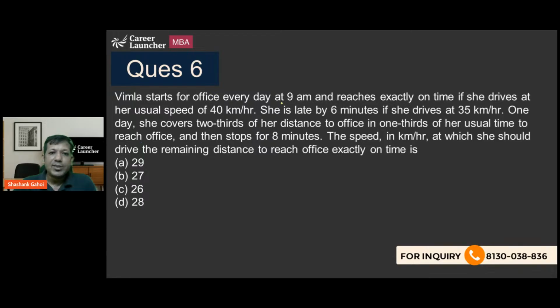Vimla starts for office every day at 9 a.m. She reaches exactly on time when she drives at the usual speed of 40. Okay. Similar question. So basically I am going to assume that the usual time is t. If she is traveling with a speed of 40, so 40 into t is the distance. Now if she drives at a speed of 35, she is 6 minutes late. It means she is taking 6 minutes more than the usual time, right? So this is the distance equation. So I am going to solve it. That is 8. This is going to be 7. So 8t is equal to 70 plus 42. So from here I can say t is equal to 42.